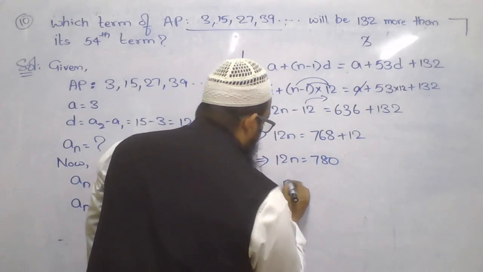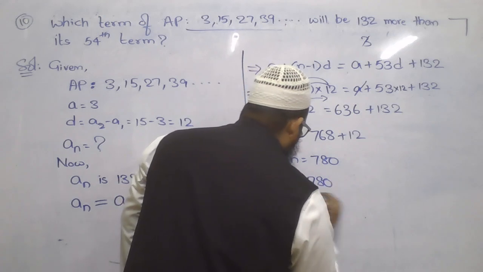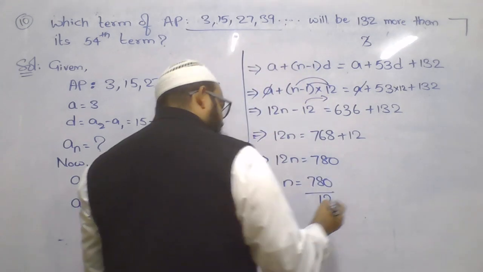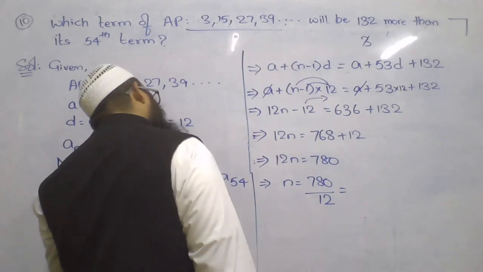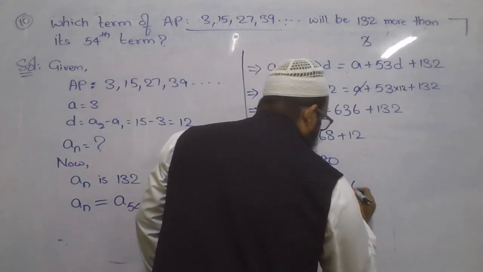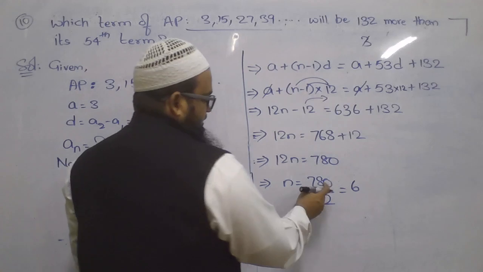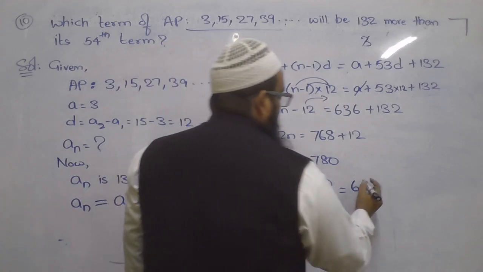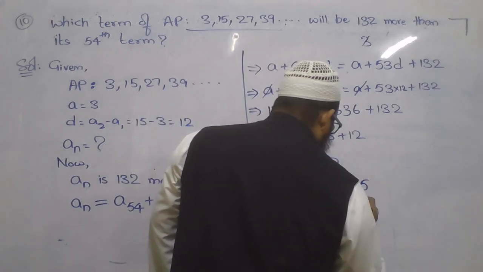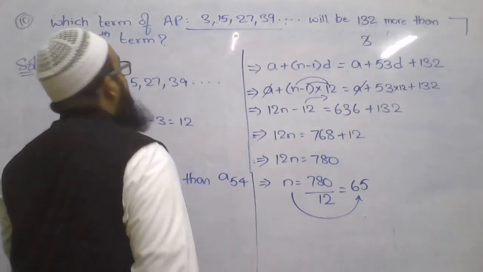So that implies n is equal to 780 divided by 12. How many times? 12 6s are 72, and 78 minus 72 is 6. 6 and 0, it is 60. So 12 5s are 60. So what did you get? n is equal to 65.